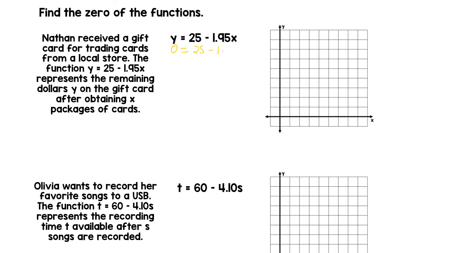Y is 25 minus 1.95x. We can add that 1.95x to each side. Get 1.95x equals 25. Divide both sides by 1.95. We get x is 12.8. So if we make each of these lines 2, and x is 12.8, that's almost 13. That's our x-intercept.